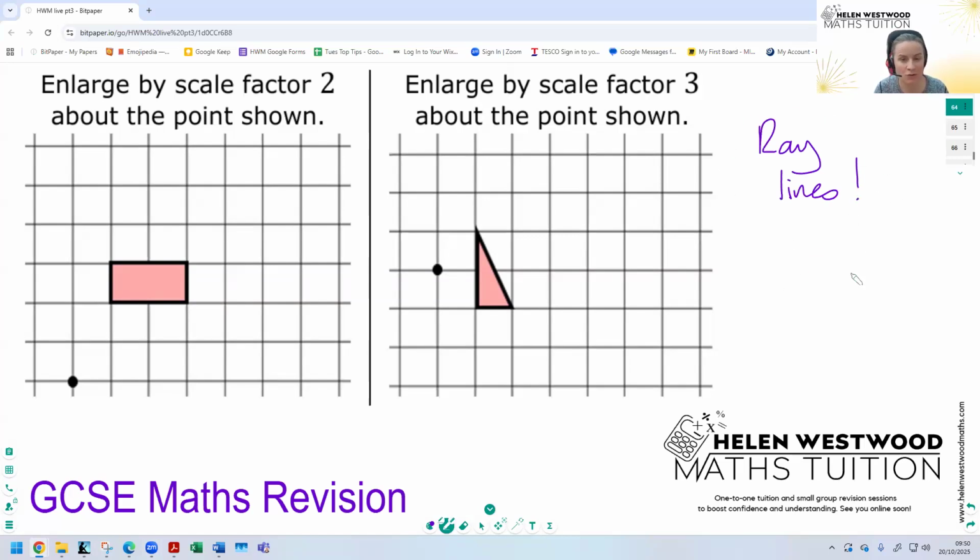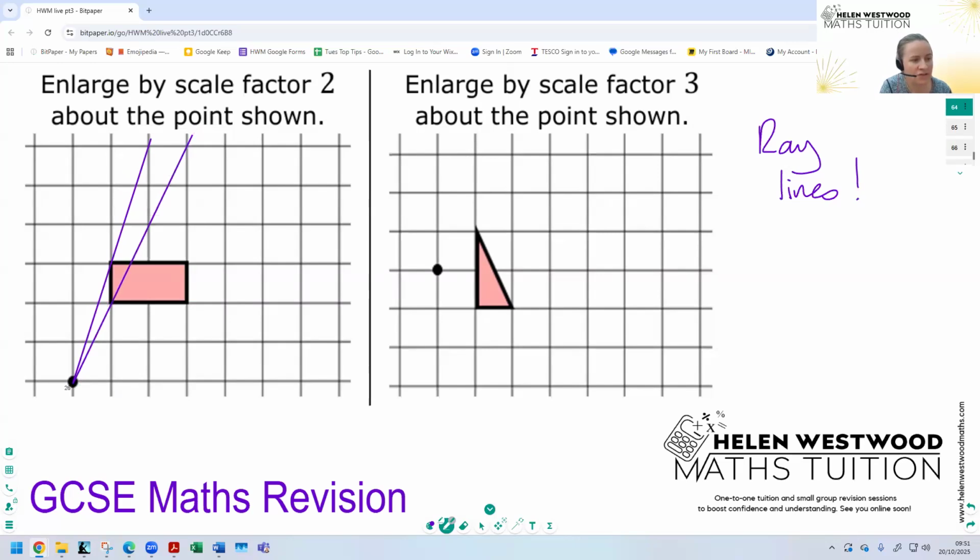Now, as I've been talking to my groups a lot, drawing what we call ray lines can be really helpful to help us to locate where on the grid the corners of the shape need to go. Now you can see, just starting off with this first example, I'm just taking those off for a second. You might like to pause this to have a go first of all, and then see as I talk this through. So our starting point is to draw these ray lines.